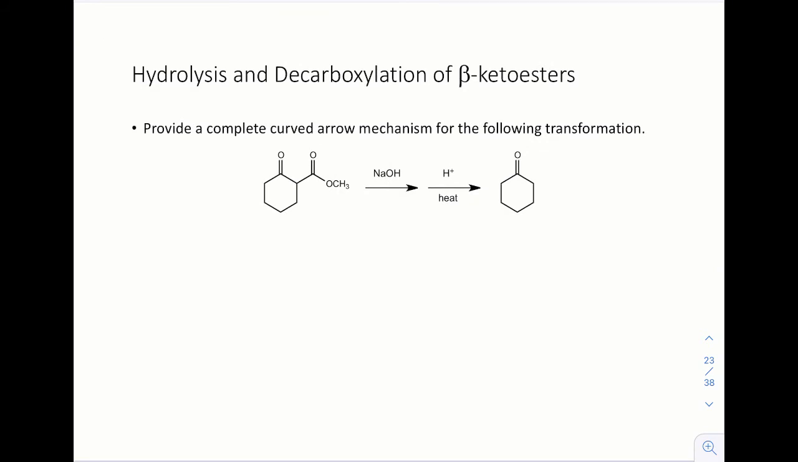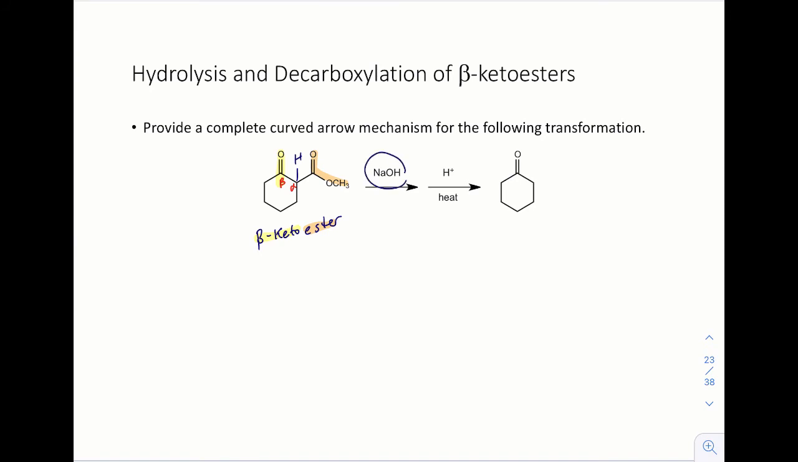Now I'm going to show you one more amazing and terrific reaction that we can couple with the Claisen condensation, and that is a decarboxylation. Don't worry, I don't expect you to provide a complete curved arrow mechanism without me, so let's do this together. We see we have a beta ketoester, and in the product, that ester is gone. Poof, where did it go? Well, let's figure that out now.